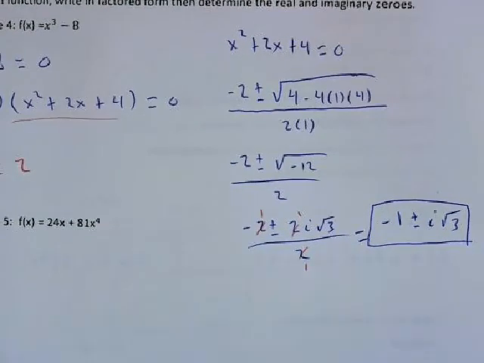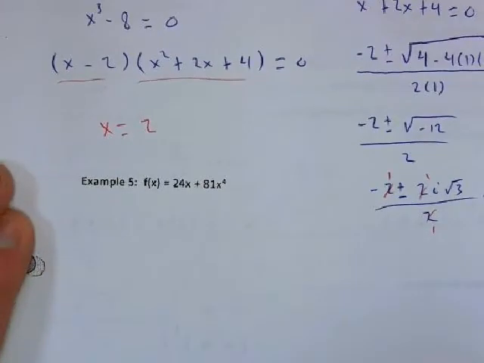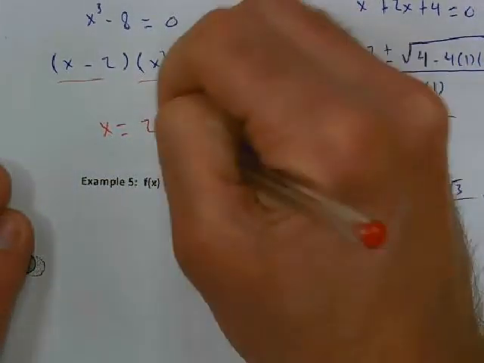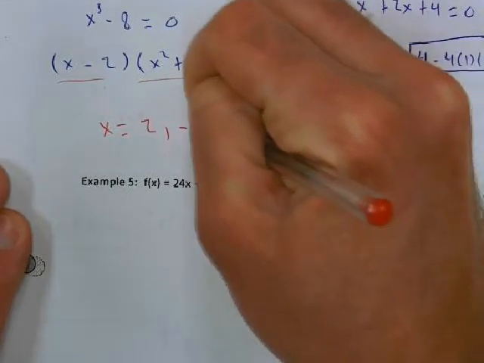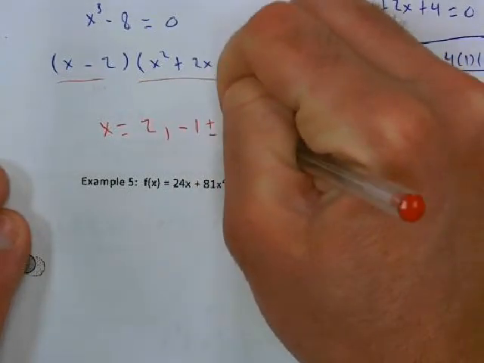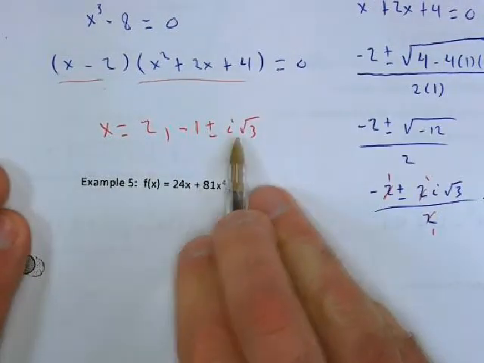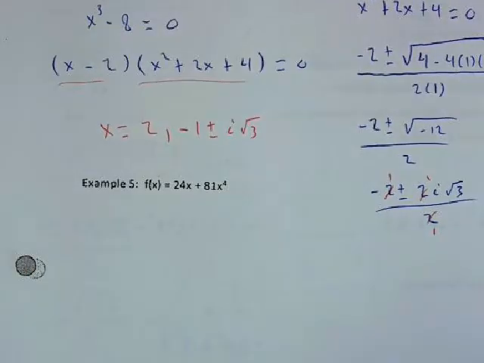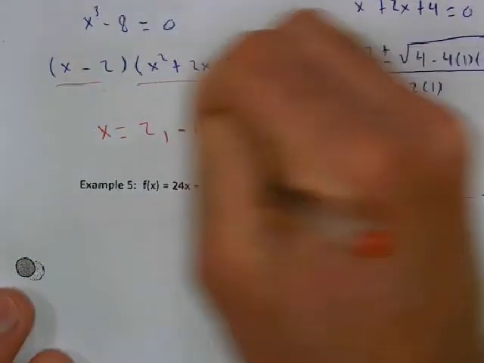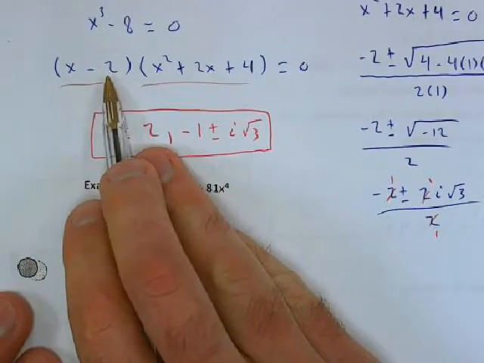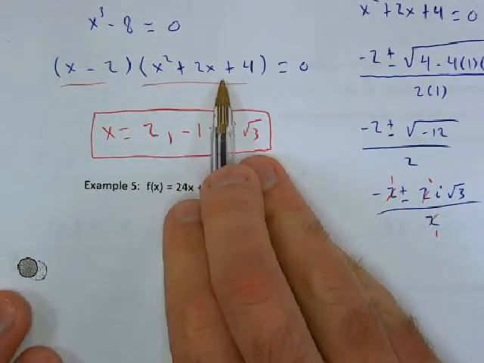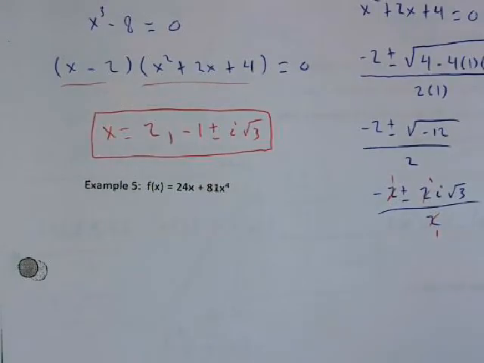Okay? If we want to put them all together, we can finish it off over here. We had x equals 2, comma, our other 2 answers are negative 1 plus or minus i root 3. So negative 1 plus i root 3 and negative 1 minus i root 3 are our other 2 answers. So there are our 3 solutions. So like I said, you're going to get a real solution from the binomial, 2 imaginary solutions from the trinomial.